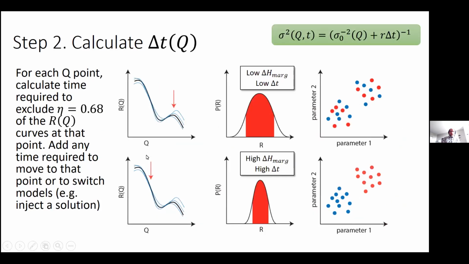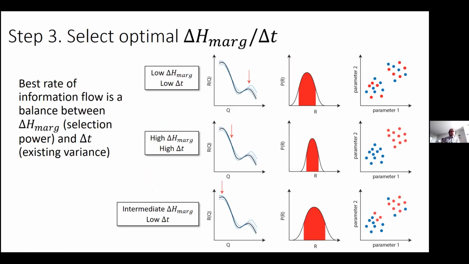Okay. This is where the actual information about R of Q comes in. And again, you're assuming that you're measuring at the median, so that's the R of Q that you choose. And then it just becomes a matter of taking the ratio of the two. At each Q point, you now have calculated an information gain at that point. You've calculated an amount of time, delta T, that it takes to get there, and you look at the ratio and you select the best one.